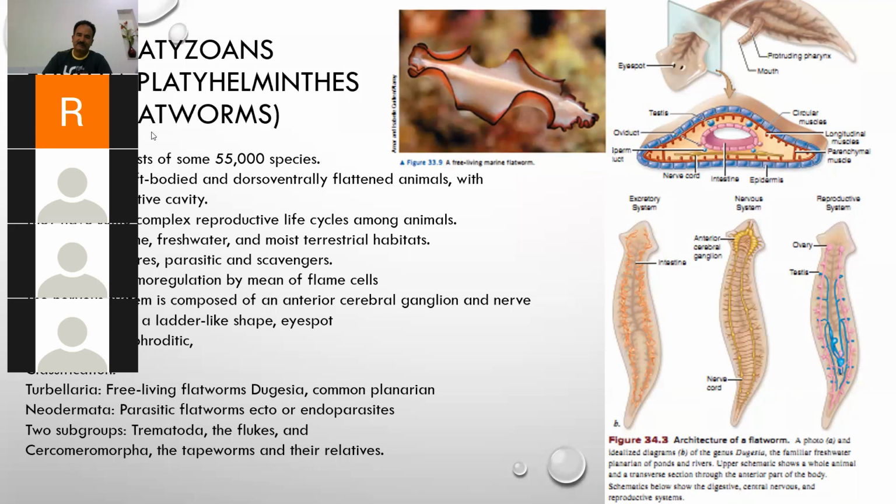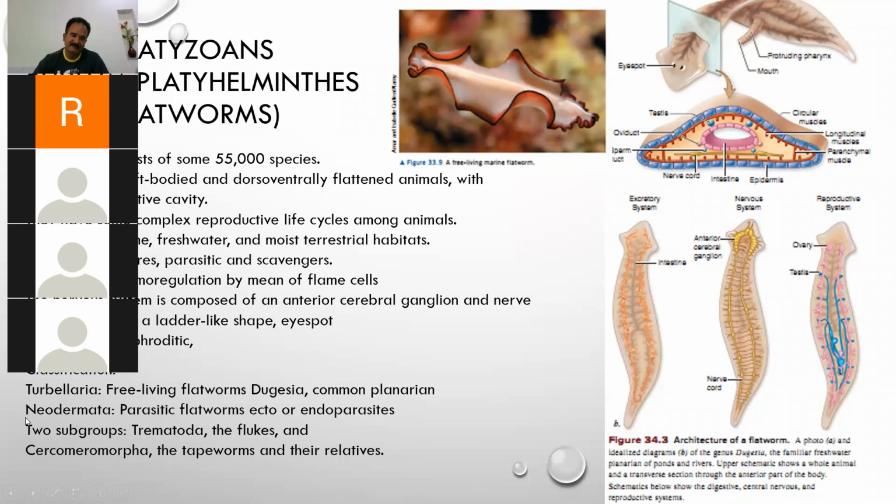We have different classes of flatworms, like Turbellaria. This class consists of free-living flatworms, the Dugesia, which is a common planarian. And in this group, we have free-living freshwater animals like planarian.